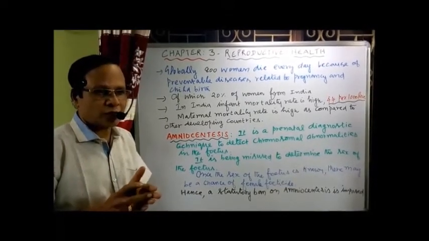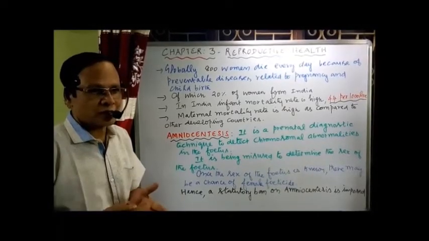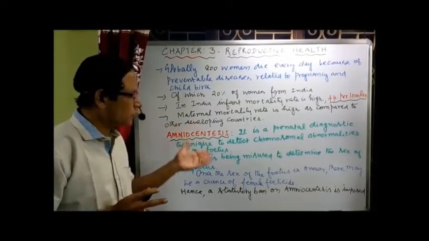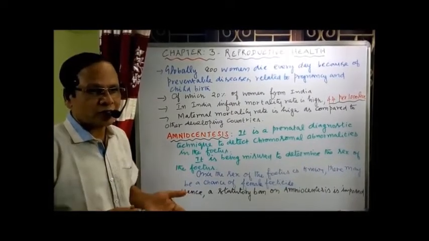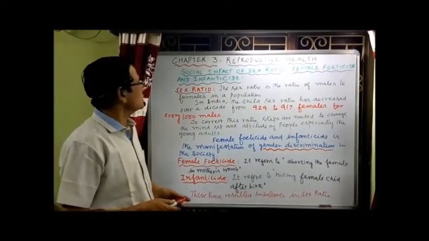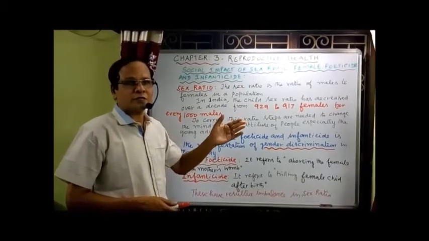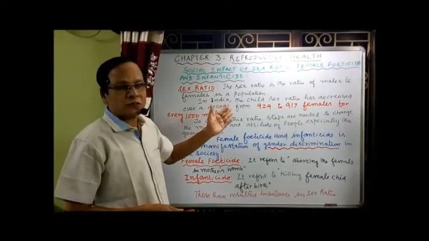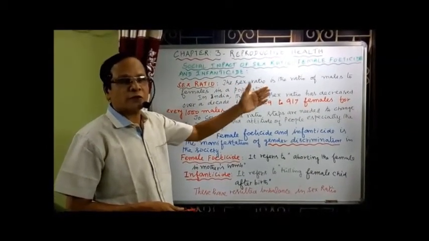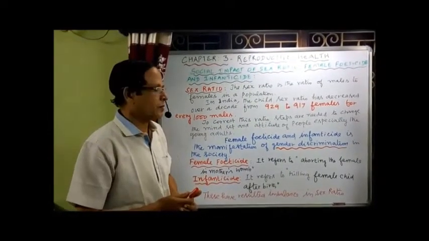We have to go for the sex ratio, female feticide and also infanticide, etc. What are the measures taken by the government to prevent female feticide, infanticide, etc.? Now let's see what are the social impacts of sex ratio, female feticide and infanticide. What is sex ratio? The sex ratio is the ratio of males to females in a population. The ratio between males and females in a population.